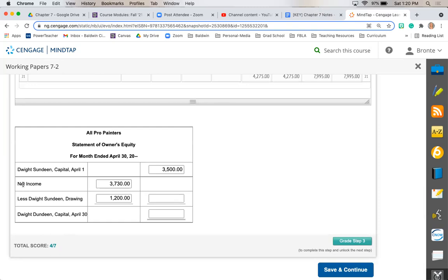Now it tells us right here, net income less Dwight Sundin drawing. So we take our net income, subtract our drawing from it, which gives us $2,530. This is going to be the amount that we add to capital. So our new capital total is going to be $6,030. I found that by taking 3,500 plus 2,530.